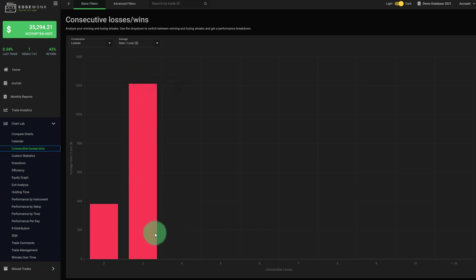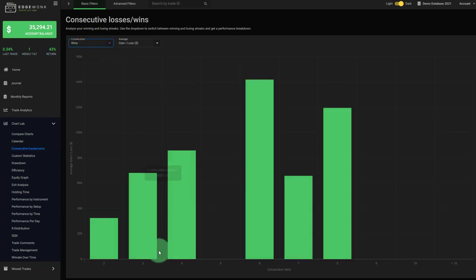And this is a nice way to analyze how much money you are making or losing in winning and losing streaks. We can easily switch over to the winning streaks, and you can see this trader had winning streaks of 2 trades, 3, 4, no 5 trade winning streaks. We had 6, 7, and 8 winning streaks as well. And you can see how much money the trader made during those winning streaks.